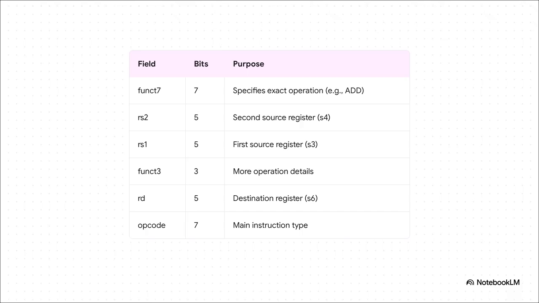The opcode field, that tells the processor what kind of instruction this is. RS1 and RS2 are where you name your source registers. RD is the destination for the answer. And those funct fields get into the nitty-gritty, specifying that we mean add and not, say, subtract.